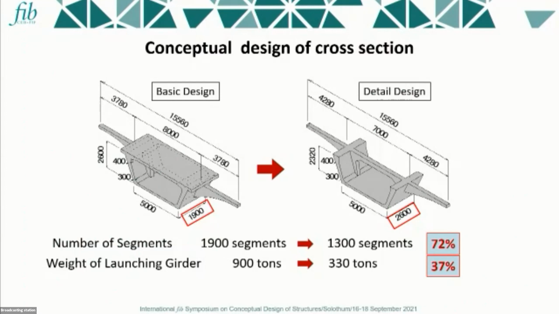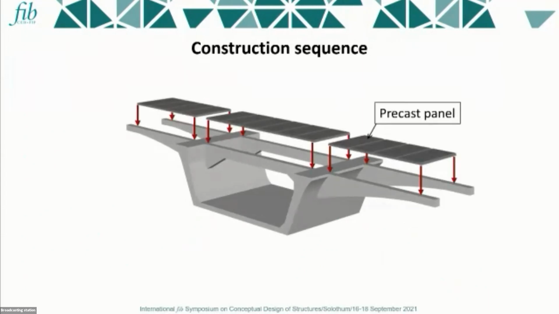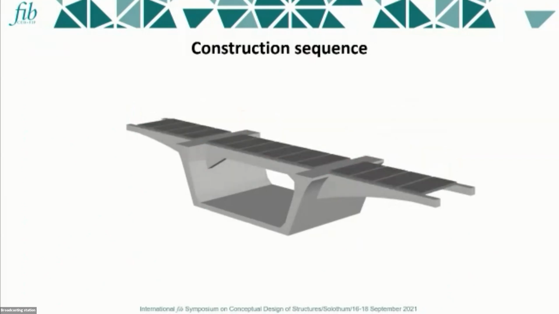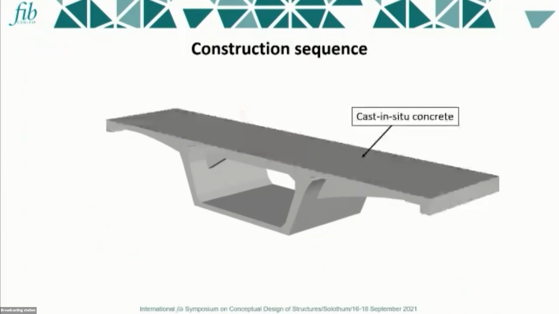The girder weight in the basic design is 900 tons. In the detailed design, 330 tons, so we can reduce it by up to 37%. So we saved €2 million. So the owner said, okay, we did the real size test at the construction site. This is the scheme of the construction. We use a precast panel and cast in situ.